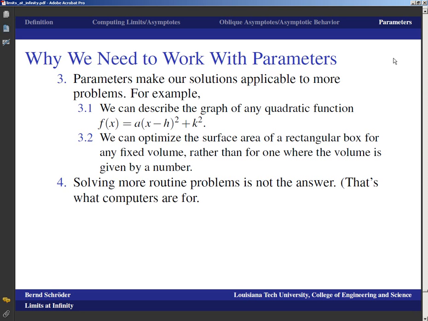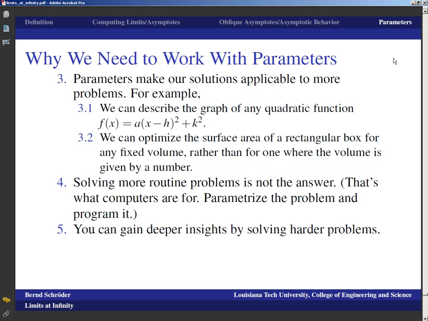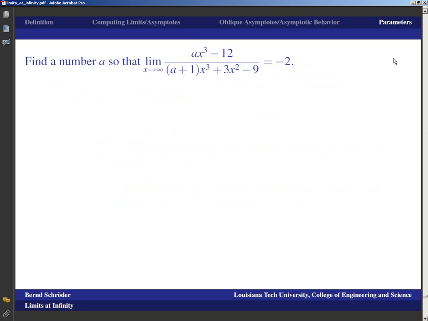And yeah, routine problems are what computers are for. That's where you would just use a parameterization in order to program the problem. And finally, yeah, we can get some deeper symbolic insights by solving these harder problems. So let's do it. Find the number a so that the limit of this thing is equal to -2. Well, that looks pretty darn horrible. Well, so what are we looking for?